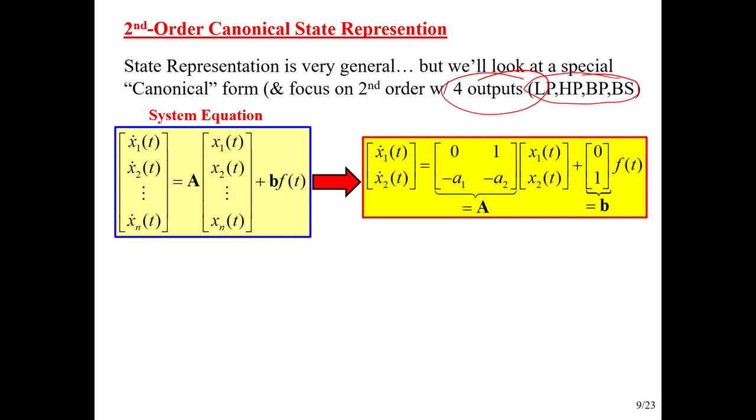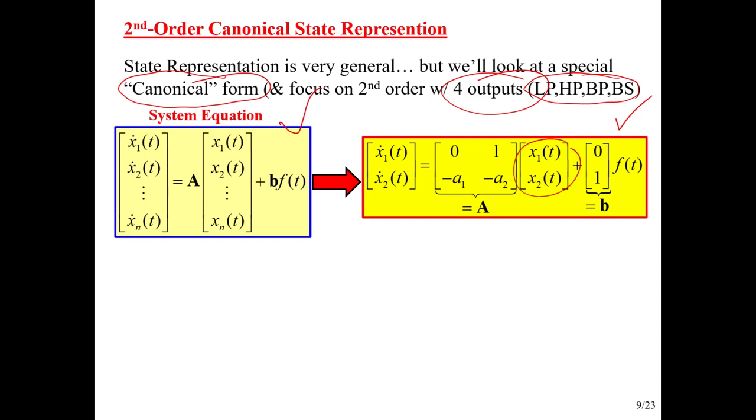So our system equation will boil down to this, and you'll notice that I'm using that special canonical form that we had from a previous note set. So if you're not clear why I'm doing it that way, go back and look there.